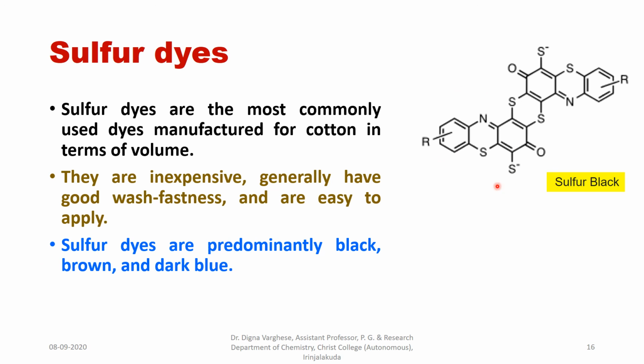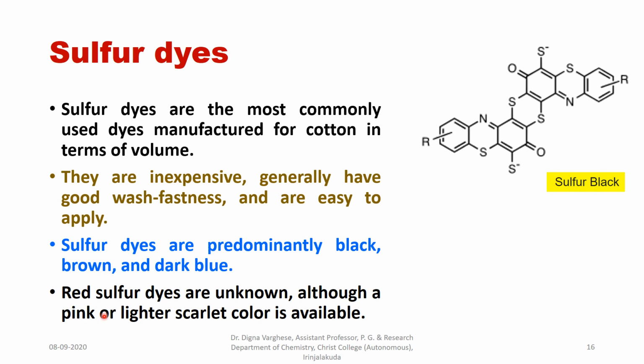Here we can see the structure of sulfur black dye. Usually sulfur dyes are dark in color: black, brown or dark blue. They have good wash fastness and are easy to apply to the fabric. They are very inexpensive. Red sulfur dyes are also known, and a pink or lighter scarlet color is available, but the most common ones are dark colored sulfur dyes.